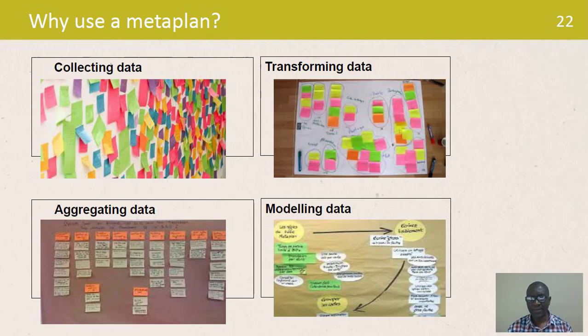Why use a metaplan? The main functions of a metaplan are to collect data. Everyone's ideas are displayed on the board. To transform data. By moving the cards or post-its, data can be deleted, reformulated, completed, or merged without having to rewrite the whole board. Aggregate or group data by color code, shape, size, or other categories. We can make and test different groupings. Model data. Simple models can be built by adding links, graphics, and symbols on the board.